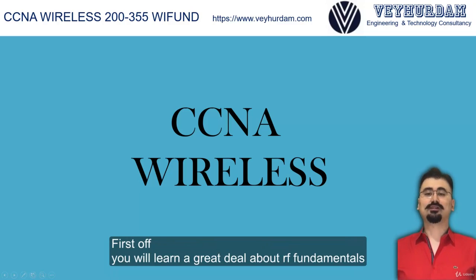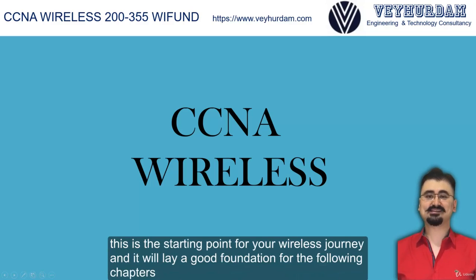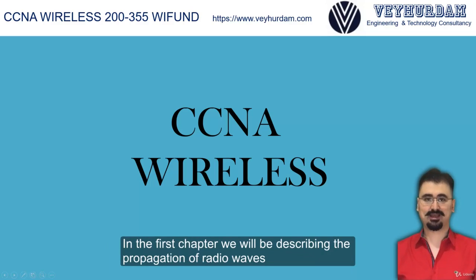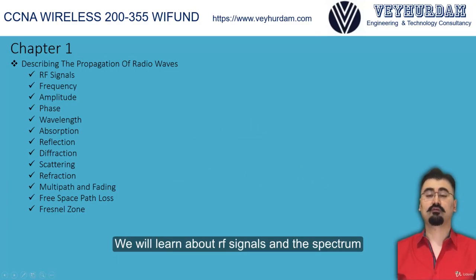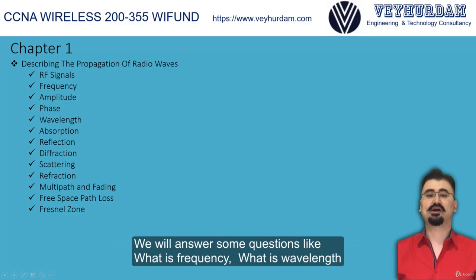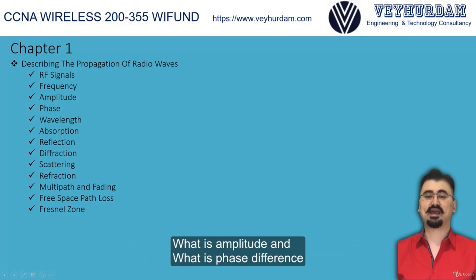First off, we will learn a great deal about RF fundamentals. This is the starting point for a wireless journey, and it will lay a good foundation for the following chapters. In the first chapter, we will be describing the propagation of radio waves. We will learn about RF signals and the electromagnetic spectrum. We will answer some questions like, what is frequency, what is wavelength, what is amplitude, and what is phase difference?